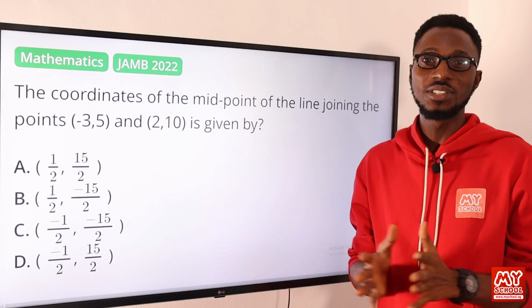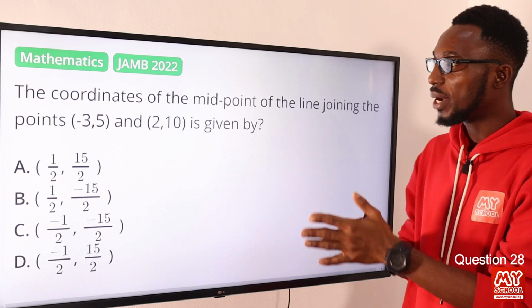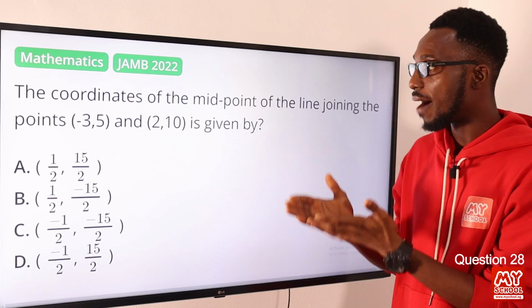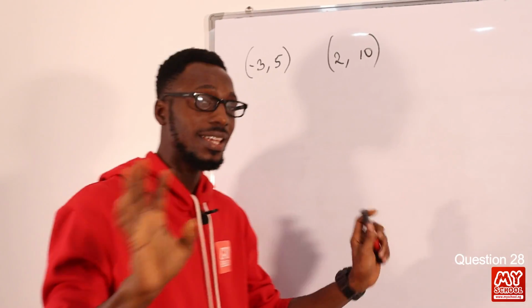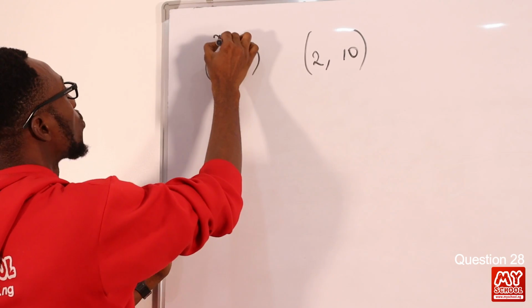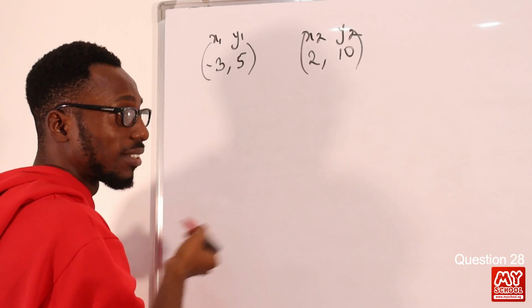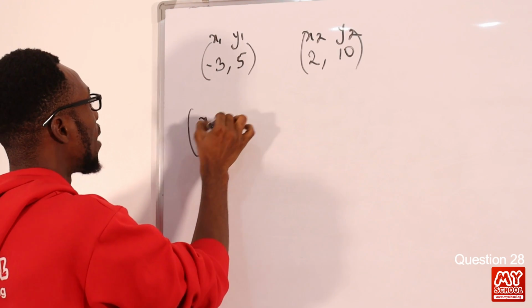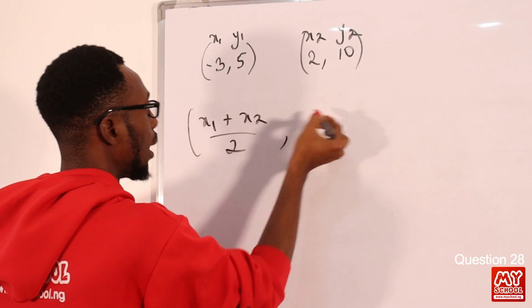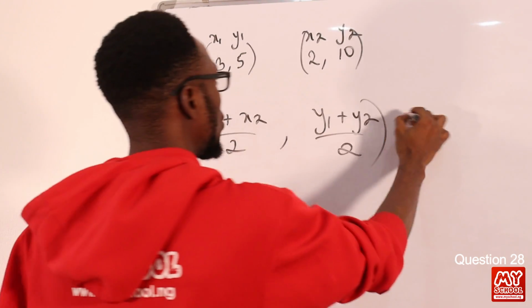So let's continue this video with question 28. The coordinate of the midpoint of the line joining the points minus 3, 5 and 2, 10 is given by what? If I am asked to find the coordinate of the midpoint, easy peasy. We have x1, y1, we have x2, y2. The formula for this kind of question is basically this: x1 plus x2 over 2, then y1 plus y2 over 2. That's all. Very easy.